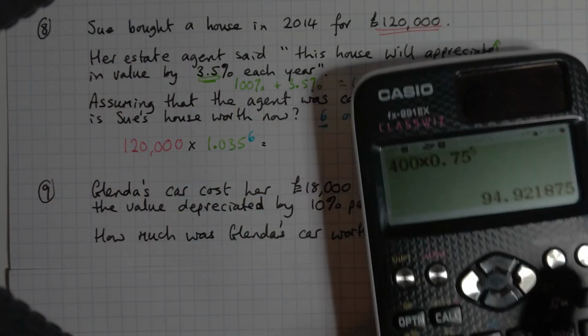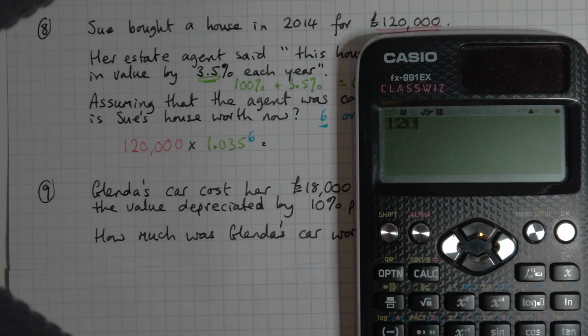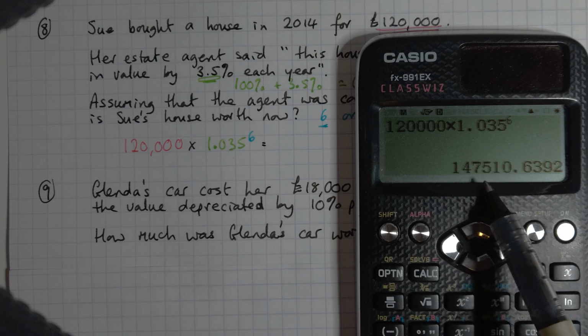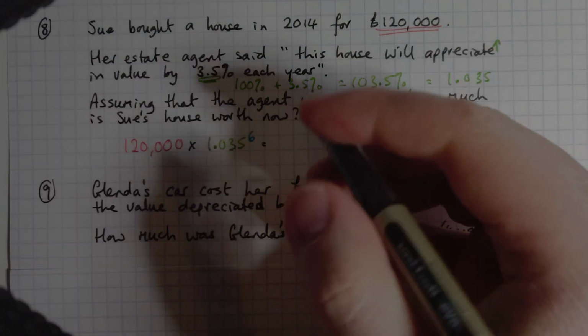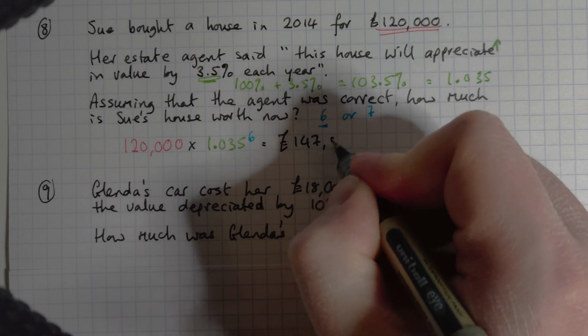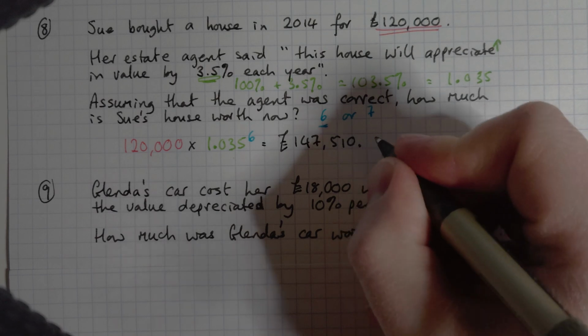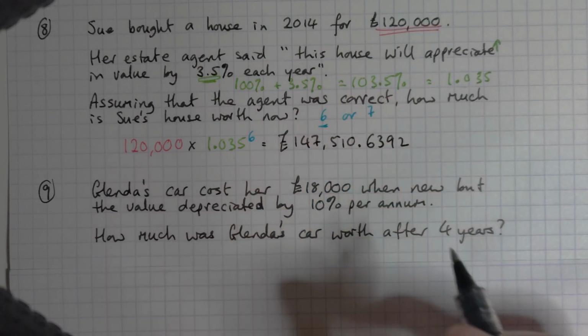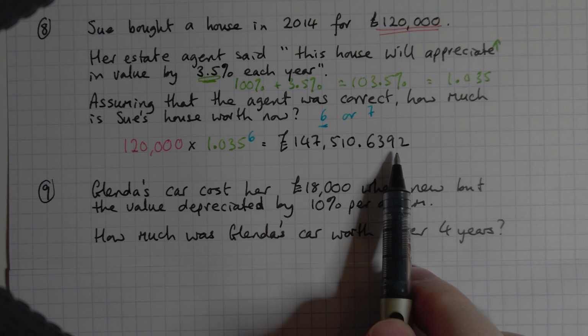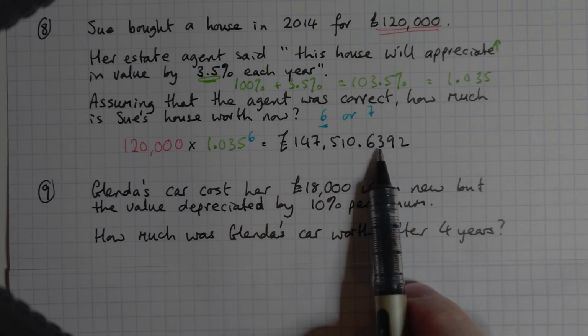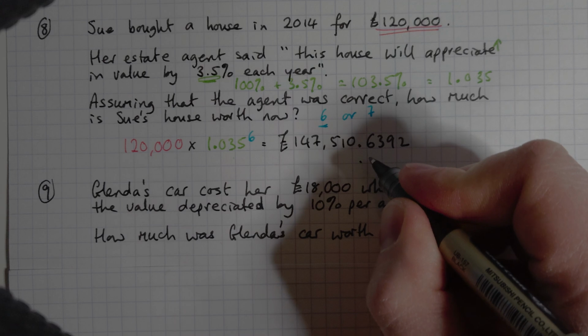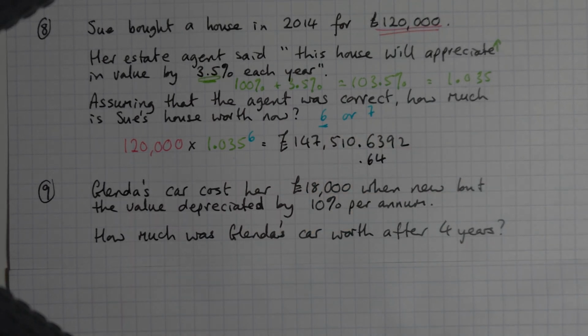Let's type this straight into the calculator. So 120,000 times by 1.035 power 6. And that equals that there. So 147,510. There is a bit more. 6392. But I'm going to have to round that to the nearest penny because that doesn't make any sense. So either 63 or 64 is fine, I think, and 64 pence is probably a more sensible rounding here.